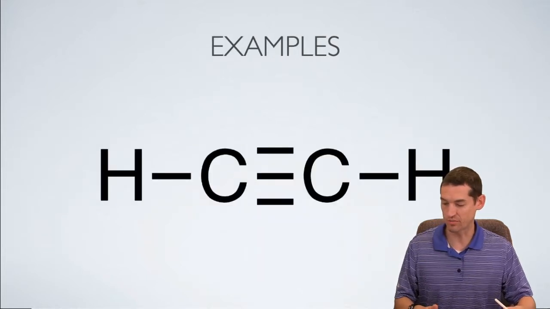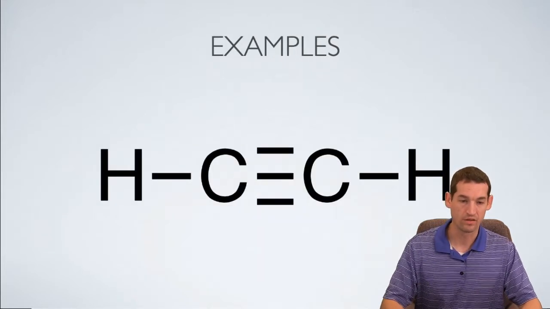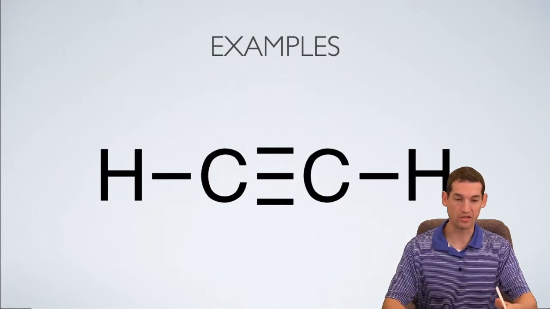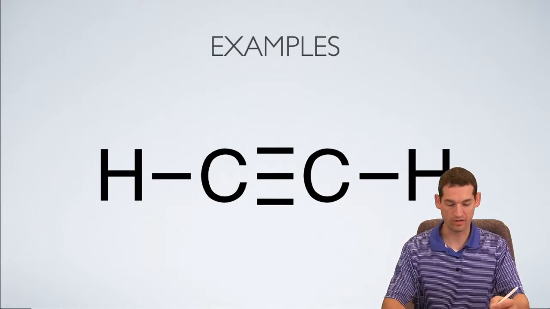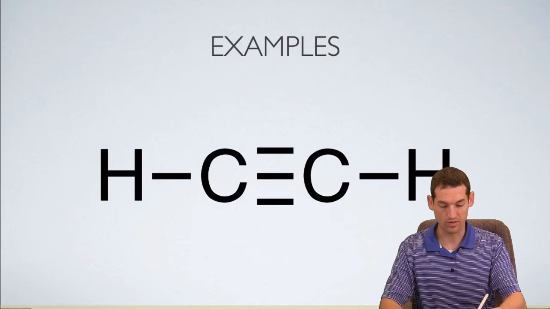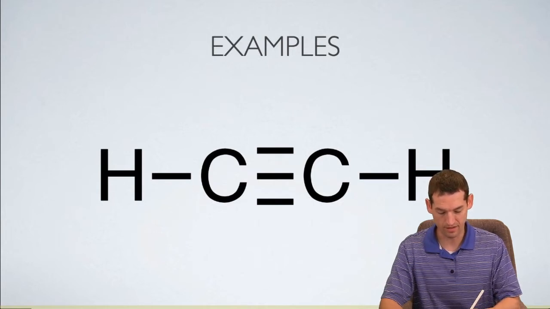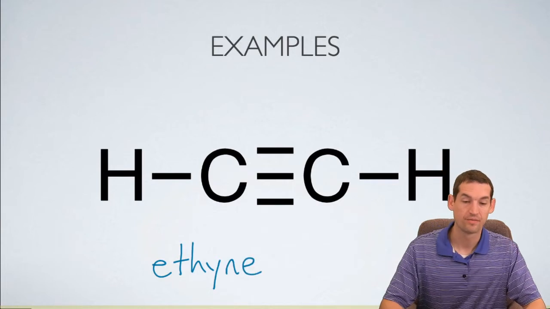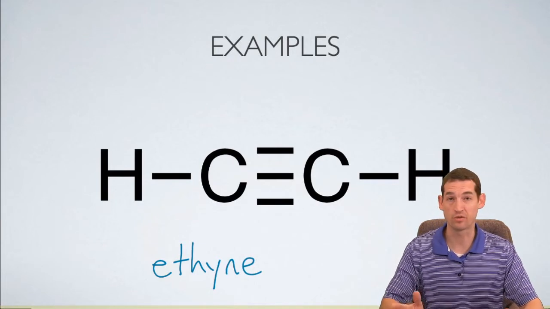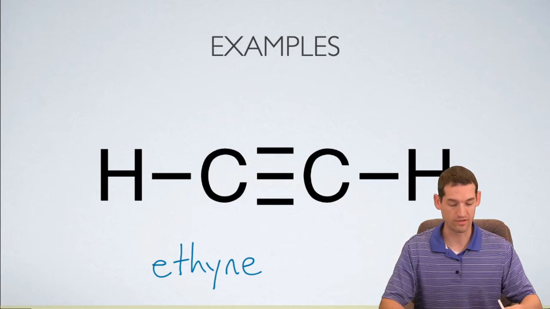So let's go ahead and jump right into the examples. This is a 2-carbon parent with a triple bond. So this would be an ethyne for that one. Don't need a number because either way it's carbon 1. So that's it for this one.